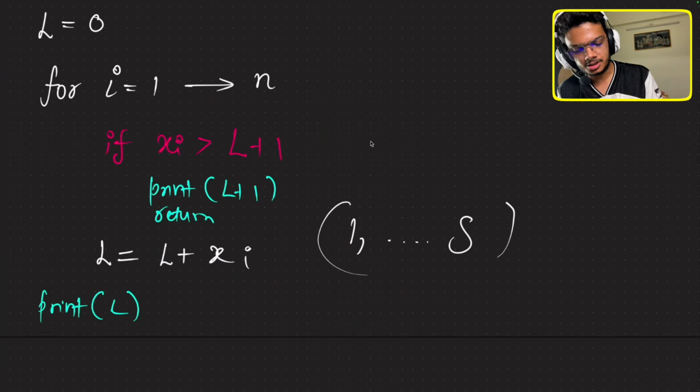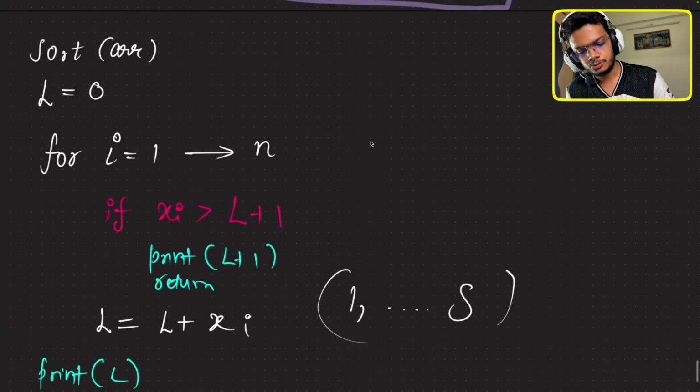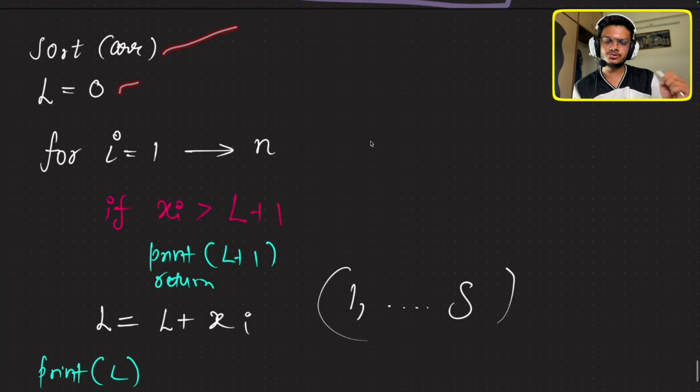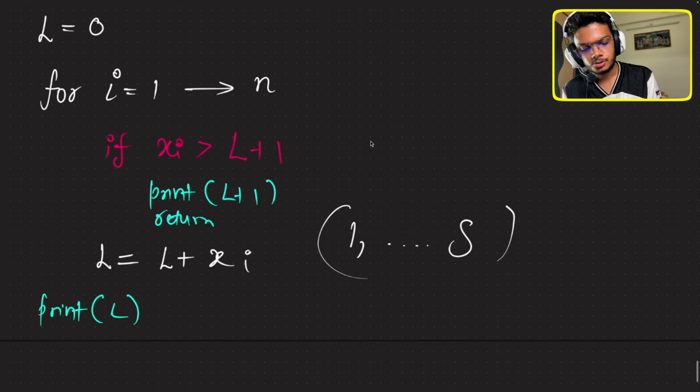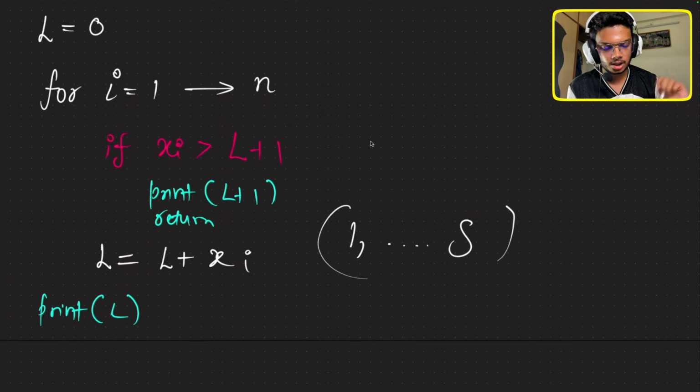So that's the pseudocode. Simple. You first sort the array. You start with L equal to 0. It means before you have chosen the first guy, the largest sum that you can create till now is 0. Then you try to pick a guy. If that guy is greater than L plus 1, then the L plus 1 sum cannot be created. I just showed you how.